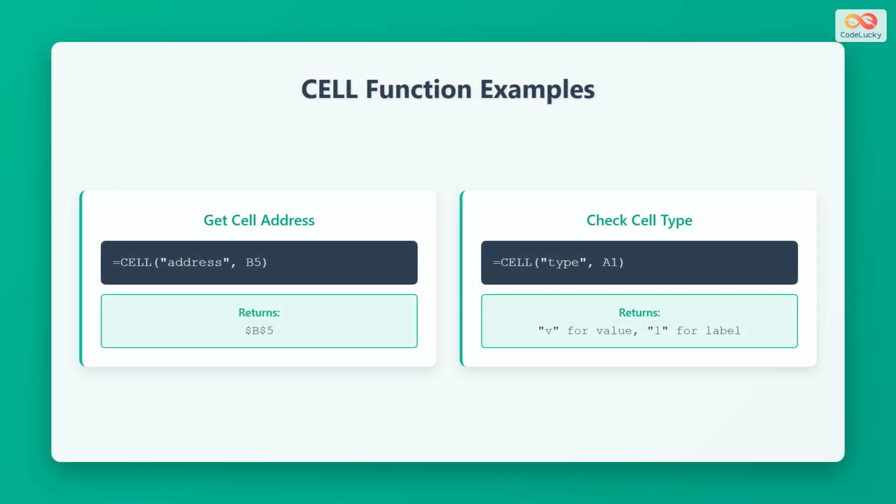Let's look at some examples of the CELL function in action. The formula =CELL("address", B5) returns $B$5, which is the absolute reference of cell B5. The formula =CELL("type", A1) returns V for value or L for label, depending on the data type in cell A1.